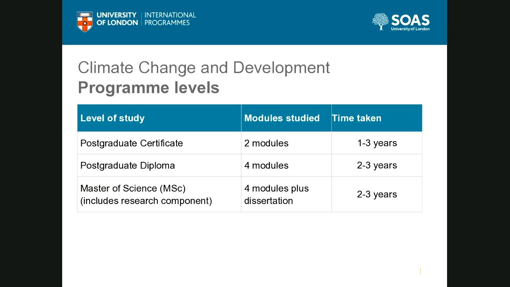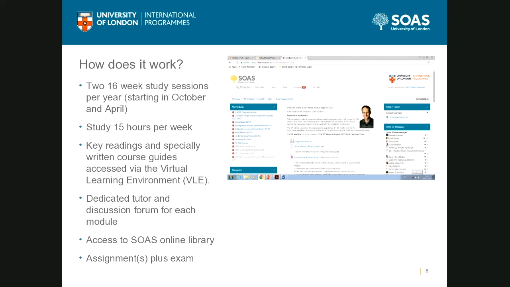Okay, so how does it work? Basically, what we do is we have two 16-week study sessions per year. One of them starts in October and one of them starts in April, and in that time you'll be studying 15 units, and each week we suggest that you study a minimum of 15 hours per week.